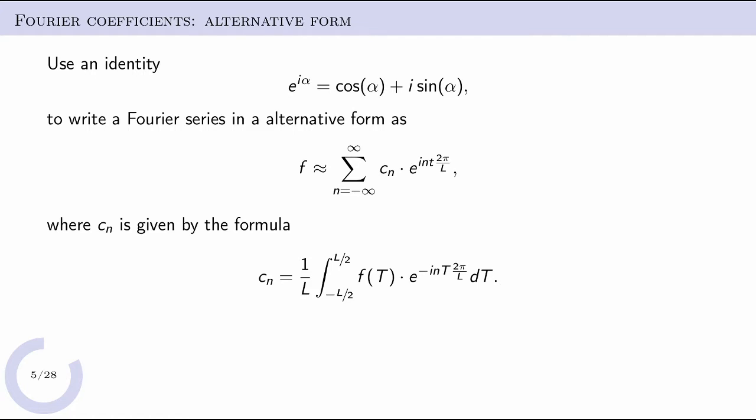It's a sum from minus infinity to plus infinity. Now we have one coefficient Cn times e to the power i times n times t times 2 pi over L, where L is the period of our function. The last part is just scaling, so the periods of sine, cosine, and our function f are the same. And the coefficient Cn is given by this integral formula that you see on the slide.